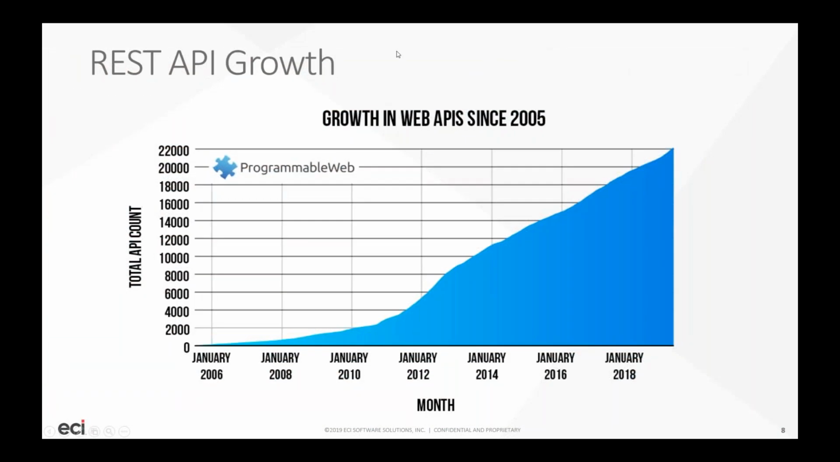And then let's just look at the growth in web APIs since 2005. It's an unbelievable growth that you see here. As you can see, 22,000 web APIs available as of roughly January 2018, 2019. So an amazing number of REST APIs we can use for alerts and automation.